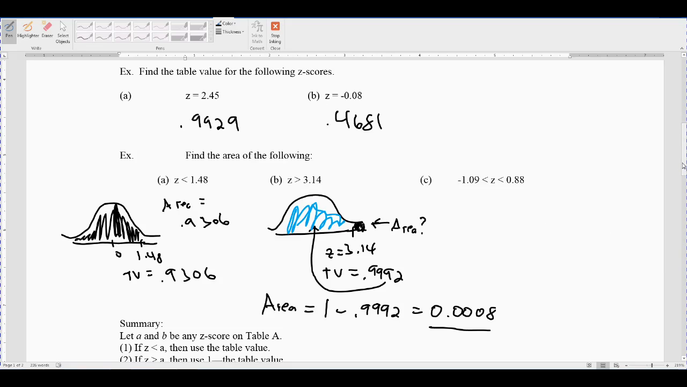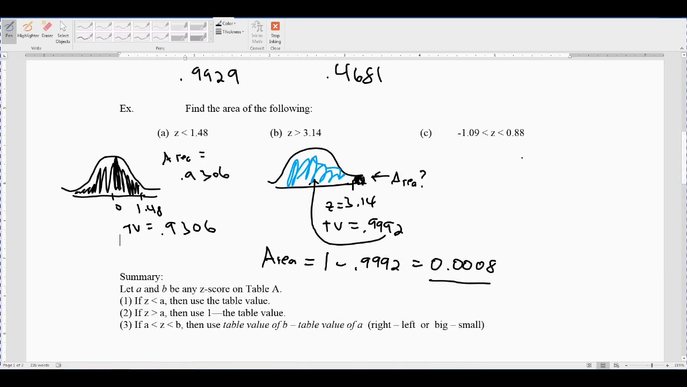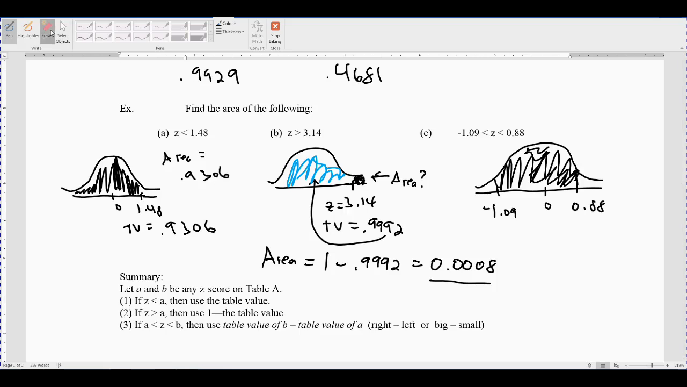Now this last example is a betweener. So we have z equals 0 in the middle. Over here we have negative 1.09, and over here we have 0.88. So what that means is we want the area in the middle. We still follow the same process. I'm going to erase some of this to give me some space. We're going to find the table value for each.